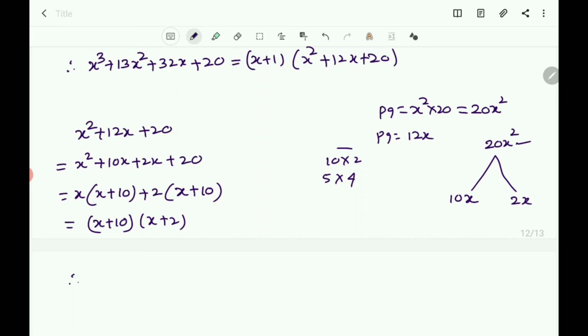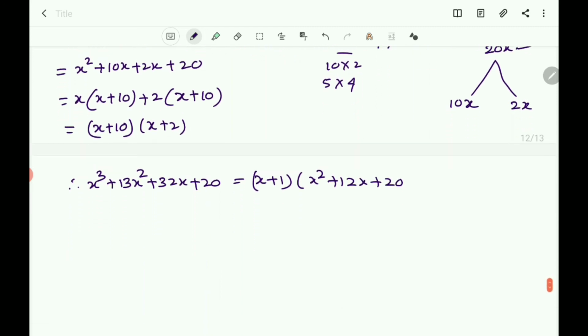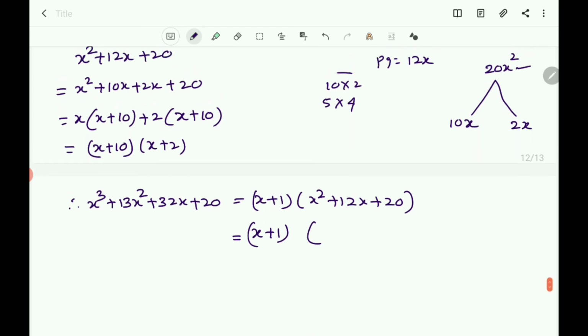Then you write therefore x cube + 13x square + 32x + 20 is equal to (x + 1) into (x square + 12x + 20). That is equal to (x + 1) into the factors of x square + 12x + 20, which are (x + 10) and (x + 2). These are the factors here.